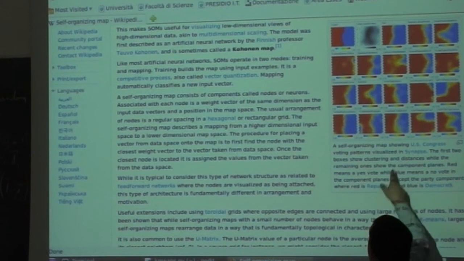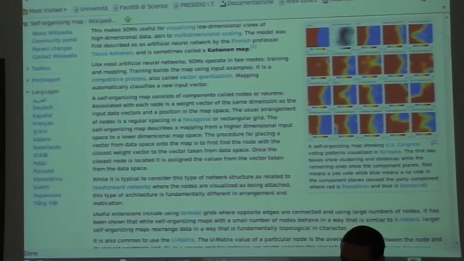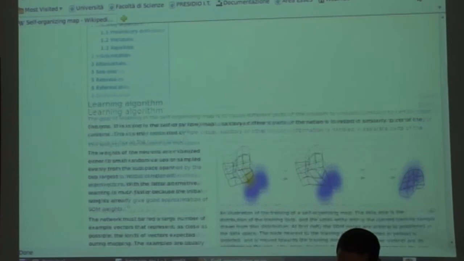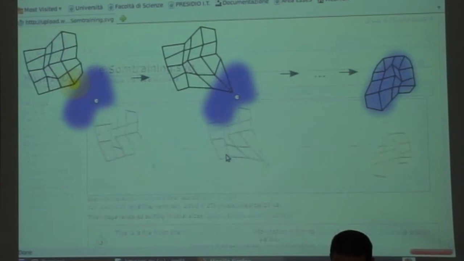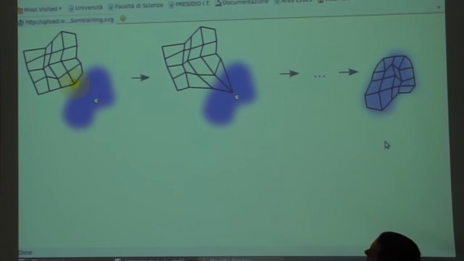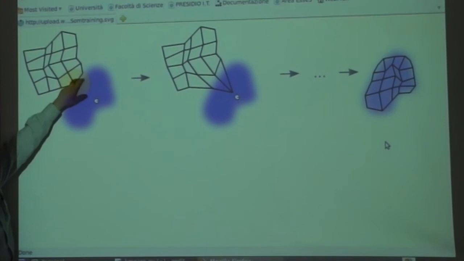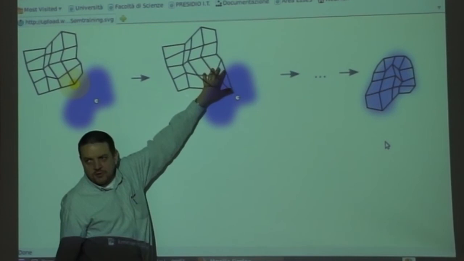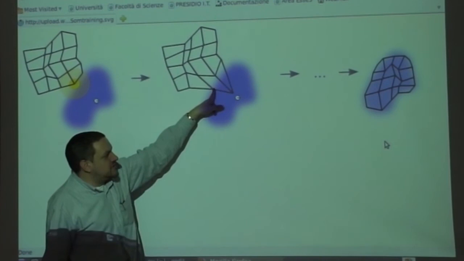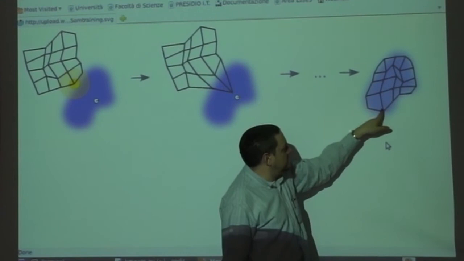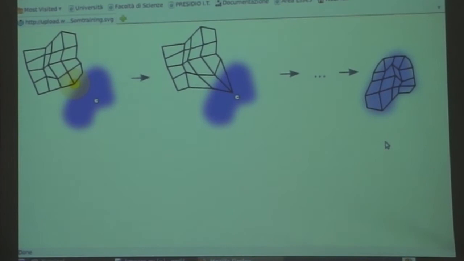Okay, here for example you can see an analysis of the voting patterns in the US Congress. This is a description of what should ideally happen when one node of the grid is pulled towards one data. All of the grid should be somehow encouraged to go in that direction, starting from the first neighbors, so that at the end the prototype network is well spread on the data set. This of course is an ideal situation.